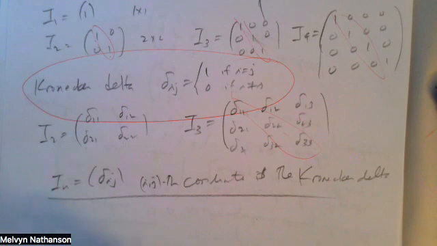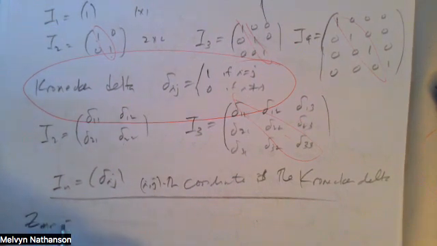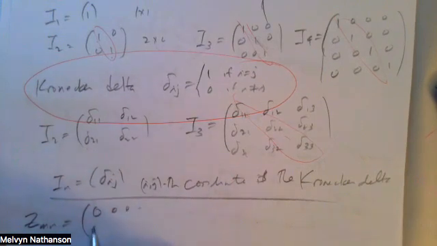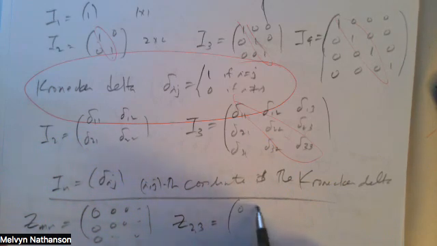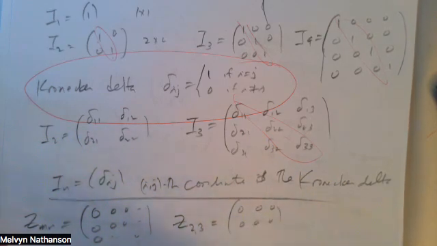And there's also the zero matrix, Zmn, which is the matrix where everything is 0. So, for example, Z23, this is a 2 by 3 matrix, 2 rows, 3 columns. That's the 2 by 3 zero matrix.